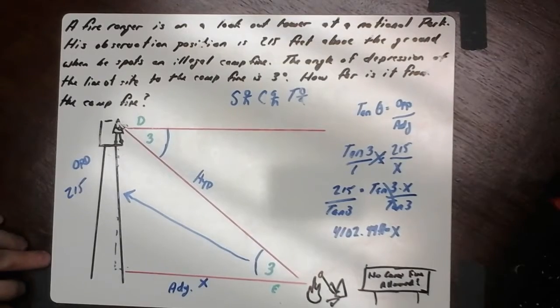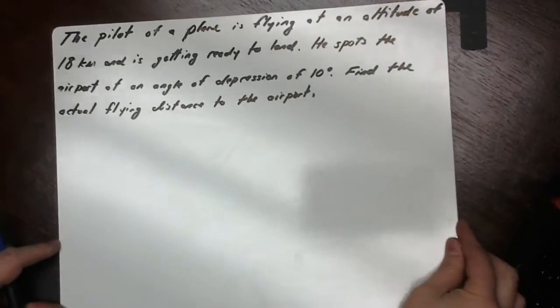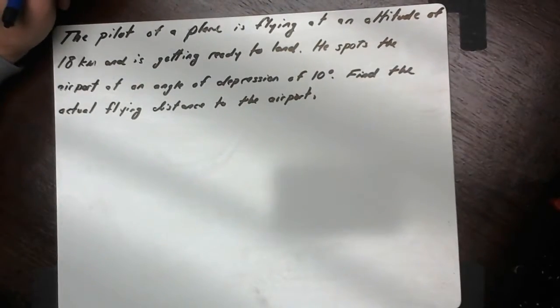Alright, let's take a look at the next one. A pilot of a plane is flying at an altitude of 18 kilometers and is getting ready to land. He spots the airport at an angle of depression of 10 degrees. Find the actual flying distance to the airport.